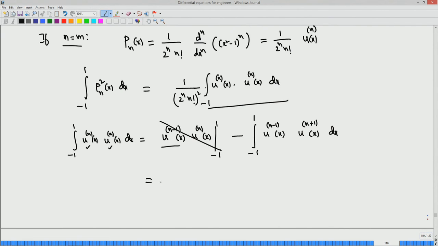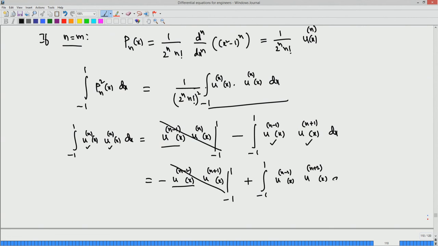If you do the same technique, what you get is you bring one more derivative here to here. So, you have un minus 2 of x, un plus 1 of x, this is from minus 1 to 1. Again, n minus 2 derivatives of u of x will have x square minus 1. So, this term also will be 0, and minus minus now plus the integral from minus 1 to 1 of un minus 2 of x. I brought one derivative here. So, you have un plus 2 of x dx.